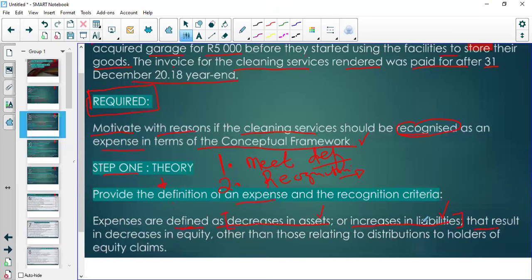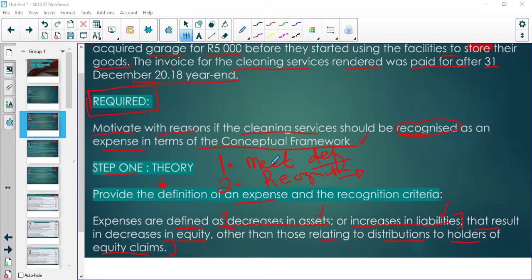And these have the effect of decreasing equity, but they are not a direct result of distributions to holders of equity claims or to shareholders. So that's the definition of an expense. And you have this knowledge because your previous questions have demonstrated how to structure your answer. There must be a logical flow of ideas. So that is what you would do.